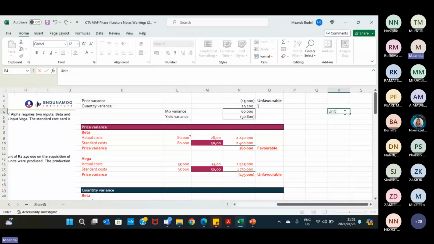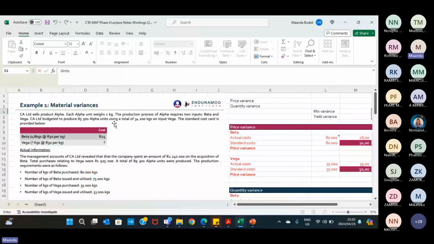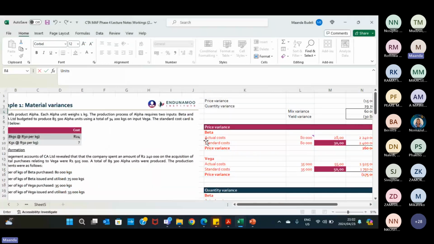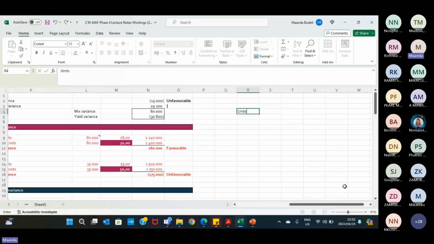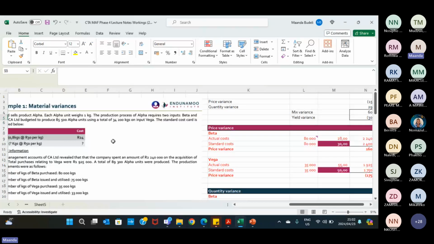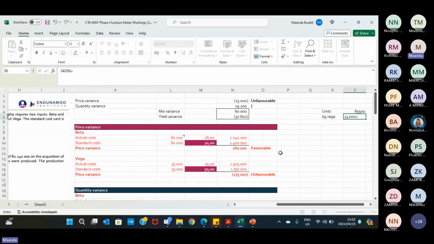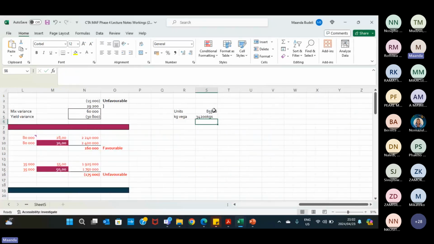So the units for alpha, they say for us to produce 85,500 units of alpha, we need how many kgs of Vega? We need 34,200 kgs of Vega. So these are the total kgs that I need to produce all this amount of alpha.